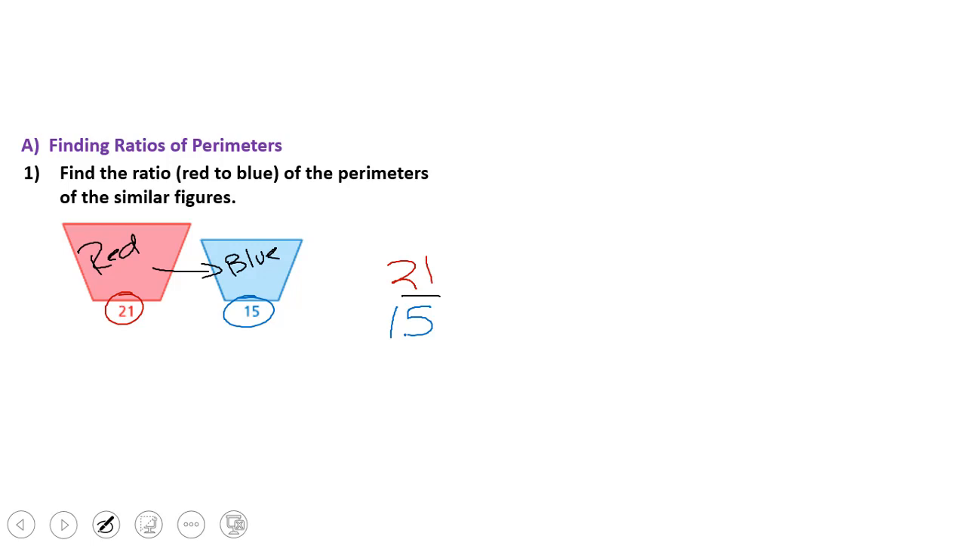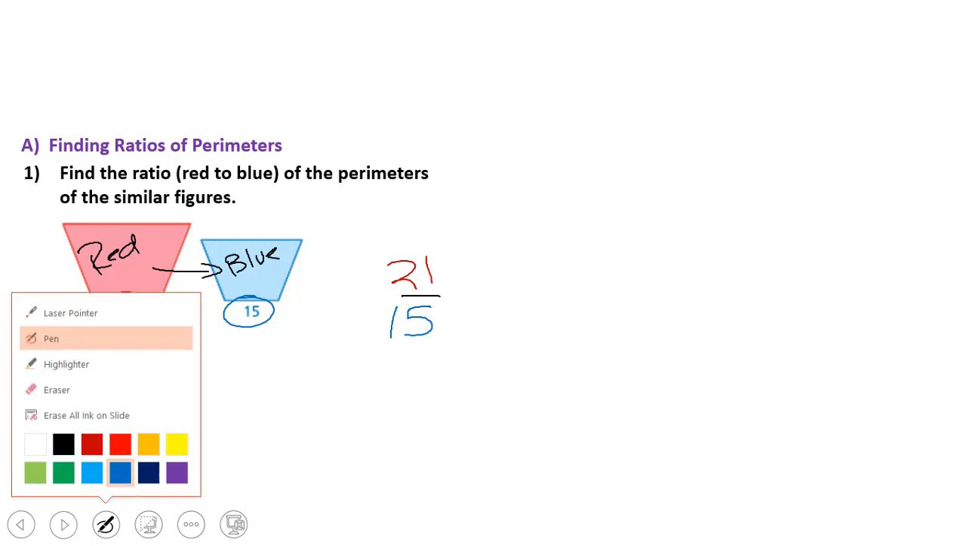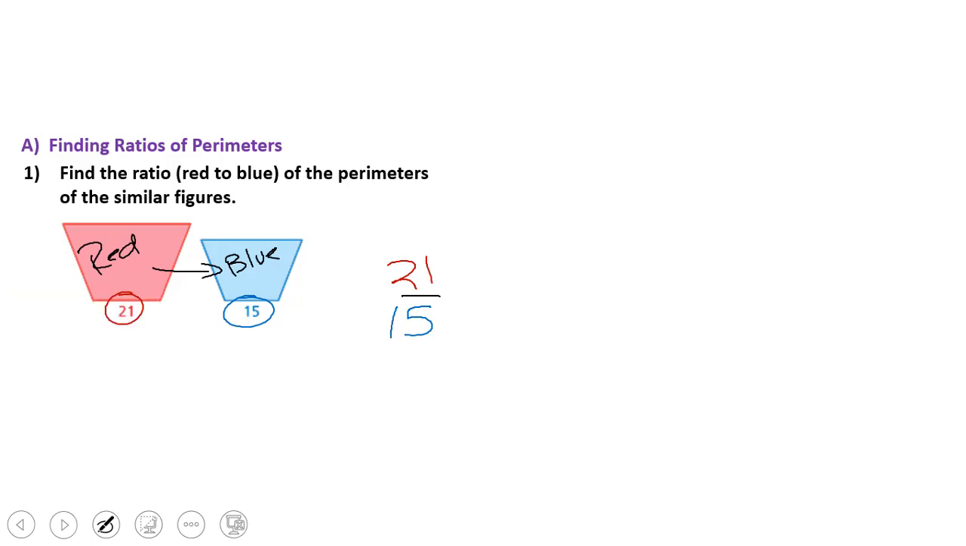Now, ladies and gentlemen, you recall that ratios are similar, no pun intended. They are similar to fractions, which means one of the things we can do with these is we can simplify. So I look at this 21 over 15. Can we simplify this ratio? Yes, the answer is yes. I can divide both by 3, and I would get a resulting answer of 7 over 5. And that is the ratio of the perimeters of these figures. Nice. And yes, we will use that ratio later. Right now, we're just learning how to write them.